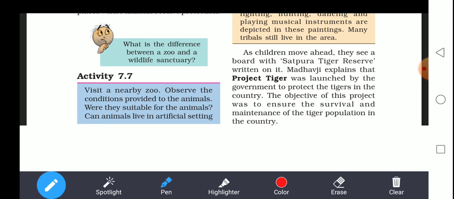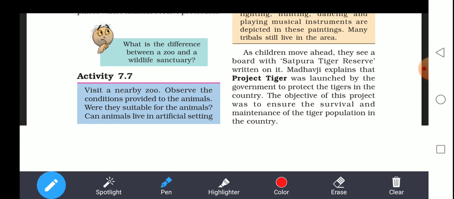So here, as the children move ahead in this park, they see a broad board with Satpura Tiger Reserve written on it. Madhavaji explained that Project Tiger was launched by the government to protect the tigers in the country. Some tigers are kept there so that they can be protected, and the objective of this project was to ensure the survival and maintenance of the tiger population in the country.